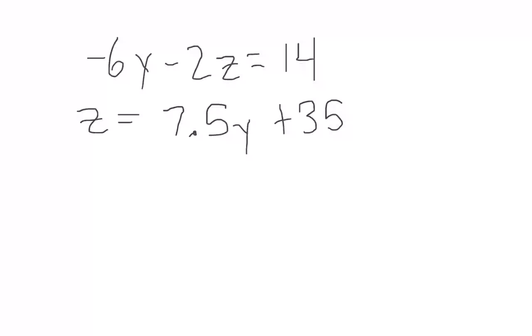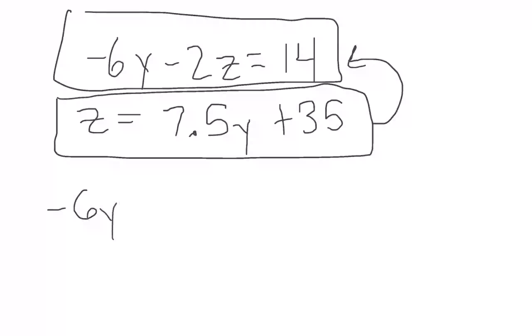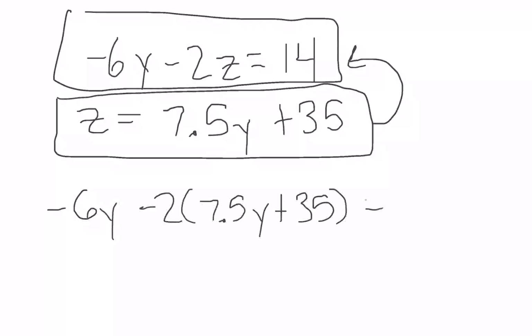Now as we can see, this kind of looks like our normal substitution problems. I have one thing in standard form, and I have one thing in slope-intercept form. So let's take this z and plug it into here, and see if we can get this down to one variable. So I'll have negative 6y minus 2 times 7.5y plus 35 equals 14.